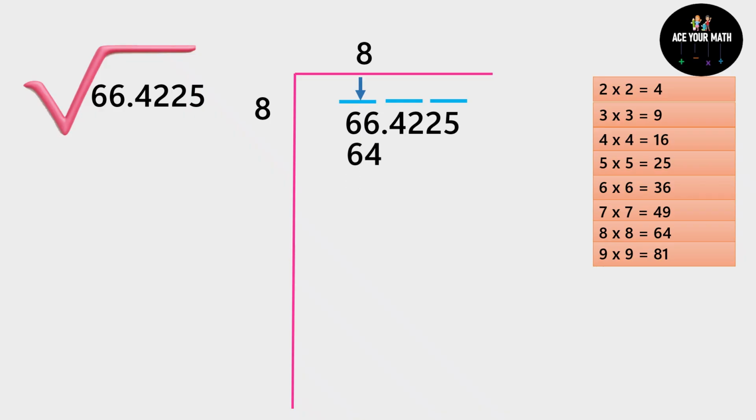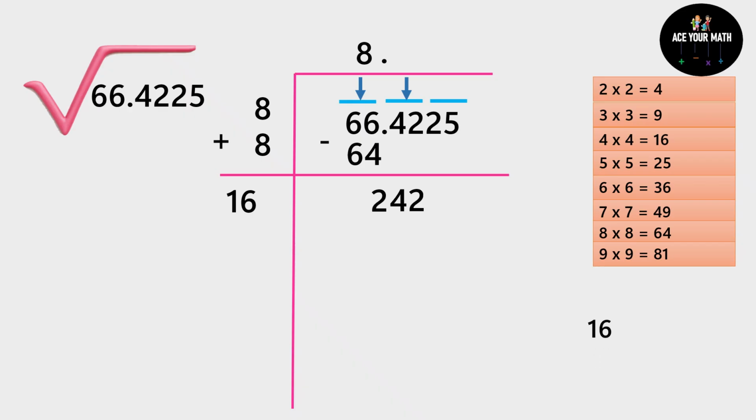8 8 is 64. Now the same 8 you will add on the left hand side, and 64 you will subtract from 66. See, on subtraction you get 2. On the left hand side you get 16. 8 plus 8 will give you 16. Now since after 66 you have decimal, you will put the same dot, you will put decimal after 8. Now we will consider our next group, which is 42. Now bring down 42. The new number formed is 242.